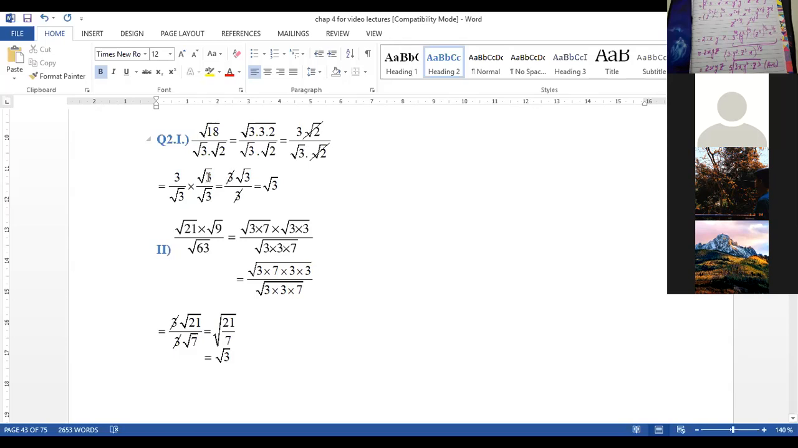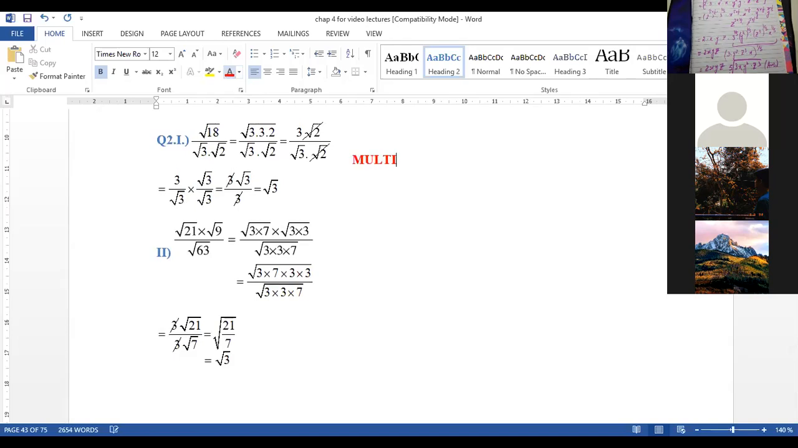Please do not cancel these numbers directly, because we have to remove the radical sign from the denominator. That's why we have multiplied this fraction with under root 3, and we have divided it by under root 3. You will multiply and divide by under root 3. What we have done right here: multiply and divide it by under root 3.